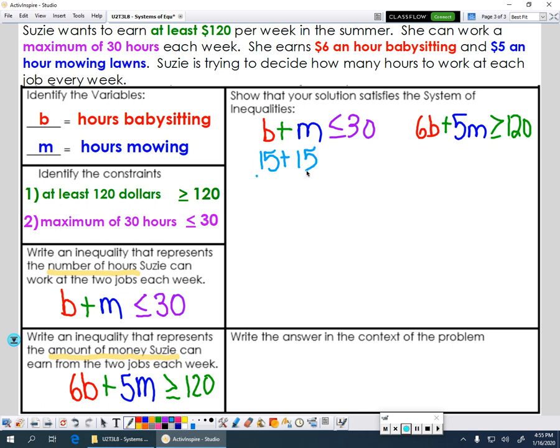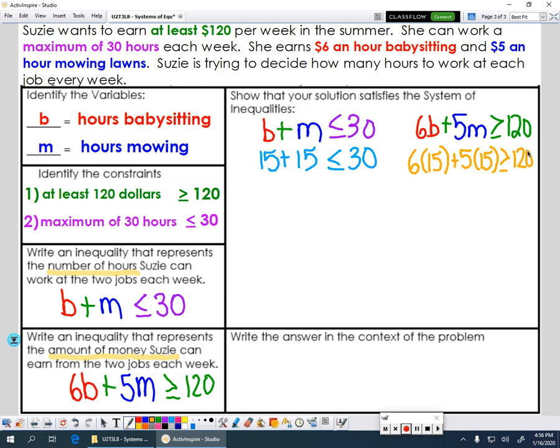If she spends 15 hours babysitting and 15 hours mowing the grass, that will equal 30 hours. So she will be within that constraint that we have here. Now the next thing we have to check is to make sure that if she works 15 hours babysitting, she's going to make enough money. So we're going to take the $6 an hour and multiply that by 15, and take our $5 an hour for mowing grass and multiply that by 15, and we're going to hope that she'll make at least $120.